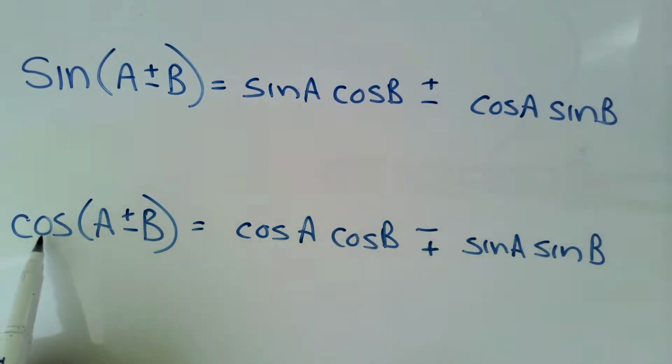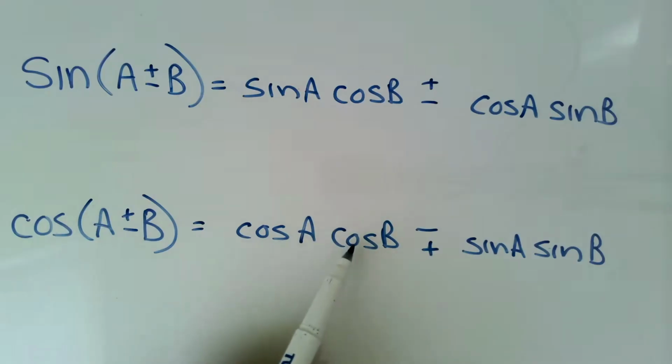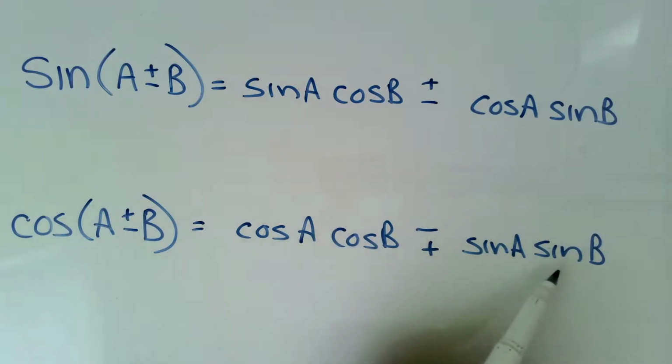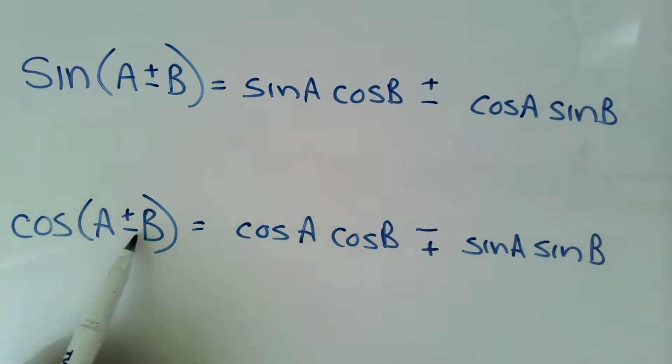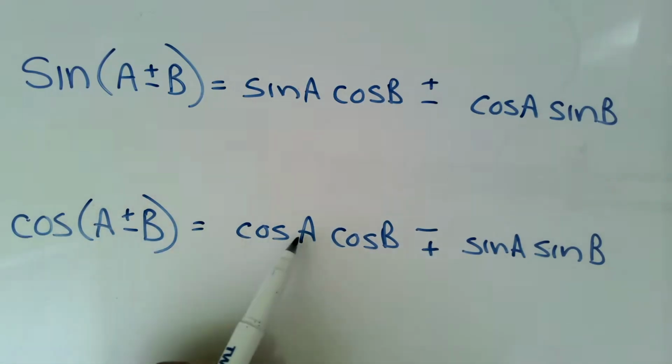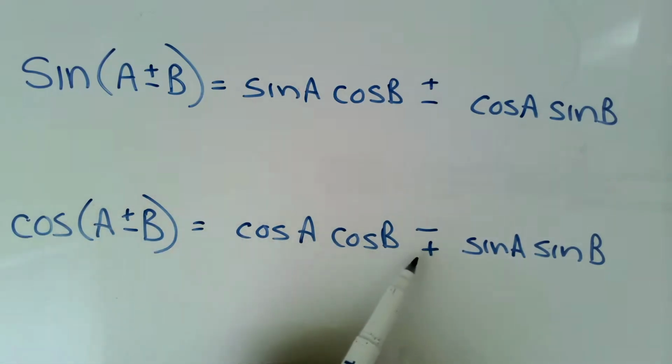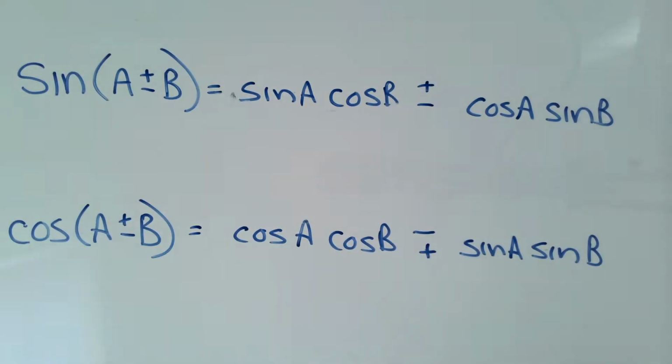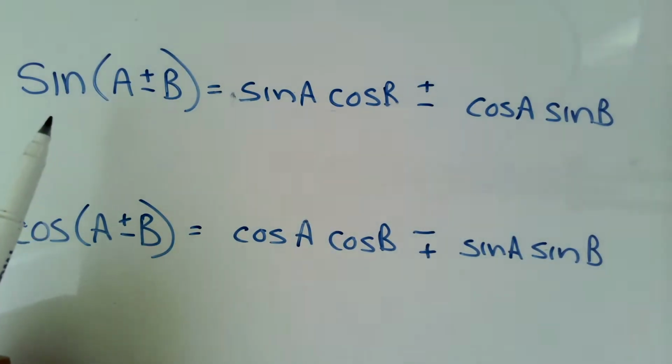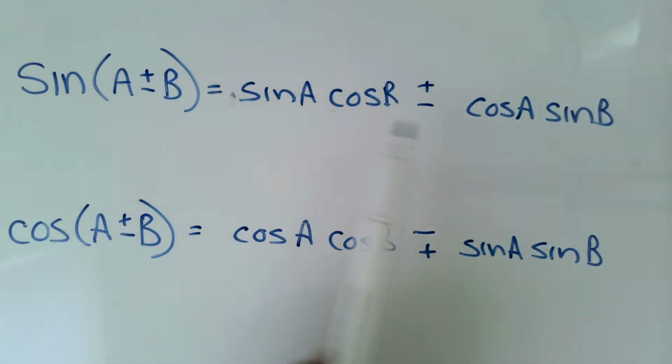This means cosine of angle A plus B is cos A times cos B minus sine A times sine B. And cos A minus B is cos A cos B plus sine A sine B. All right, so again, the sine formula goes sine, cosine, cosine, sine. The cosine formula goes cosine, cosine, sine, sine. Now, let's look at how to use these.